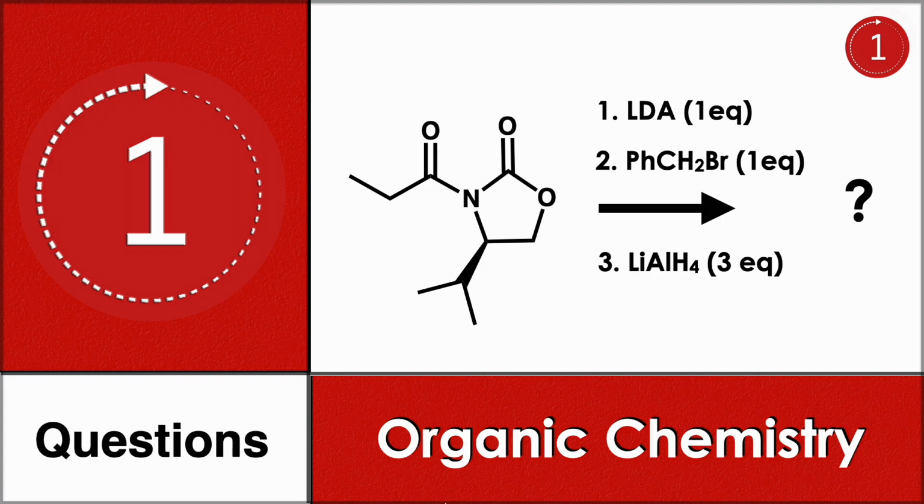Daily one question for you. Here you have a heterocyclic system with ester and amide in the architecture. You have an N-alkyl system with a ketone, and you have one more isopropyl above the plane. You are using the reagents LDA 1 equivalent, benzyl bromide 1 equivalent, and lithium aluminum hydride 3 equivalents. You should find what will be the final product.